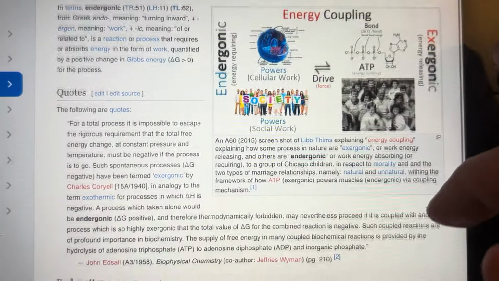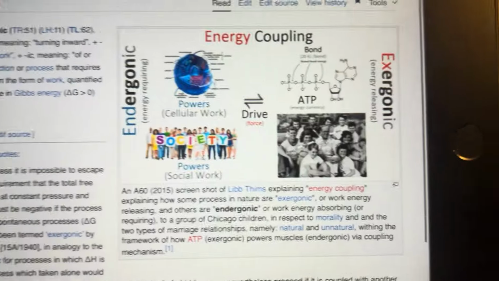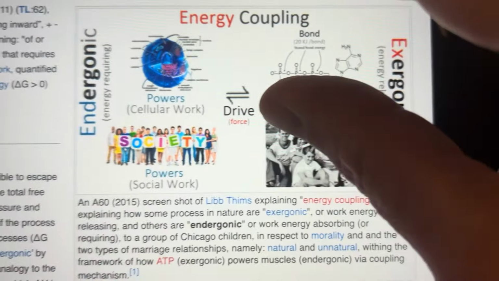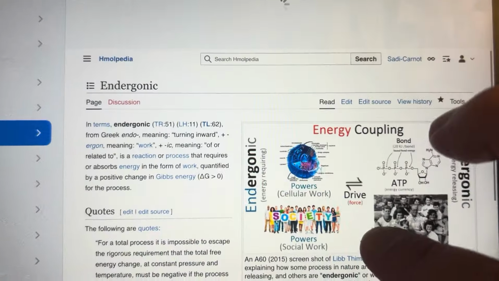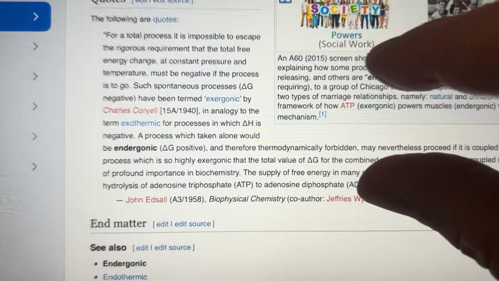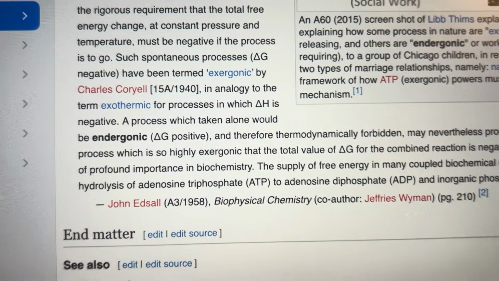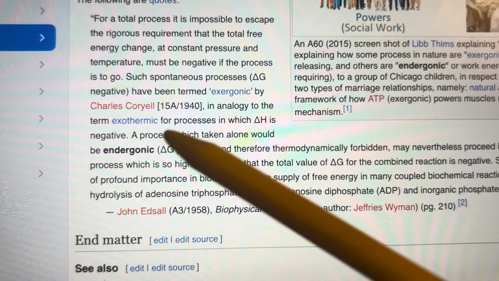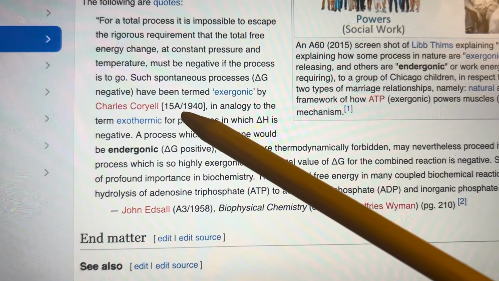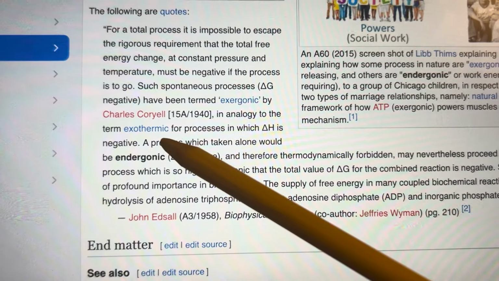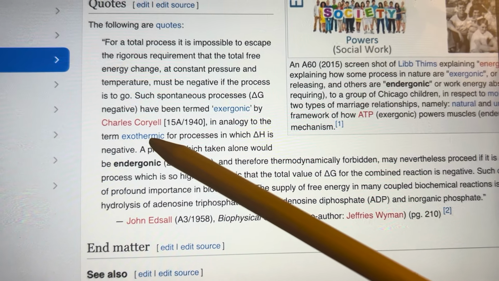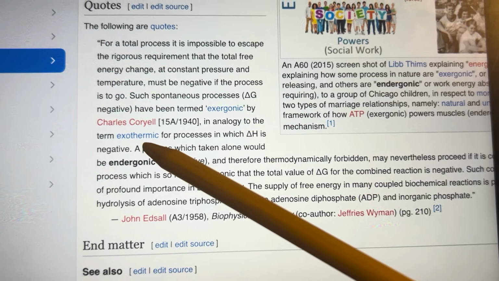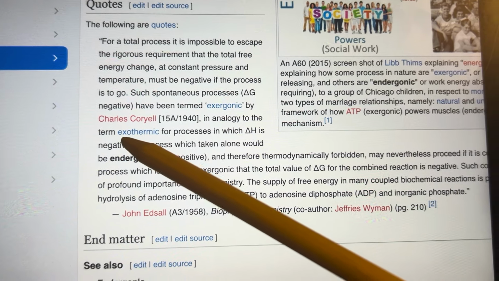So if we look up the word exergonic, we see that it was coined by Charles Correll in 1953, in analogy with the term exothermic. So exo means out of, and thermo means heat, so this means heat releasing. But why does the term exo mean out of?